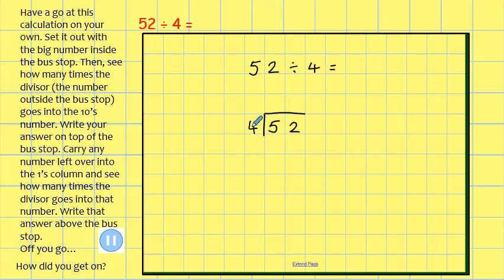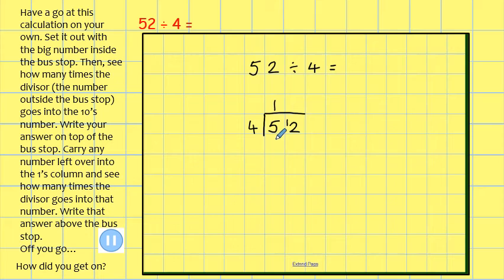How many times can I fit this number into this number? So I've got 5. How many times does 4 go into 5? It's just 5 it goes into. That's right, I've got 1 lot of 4 in 5 with 1 left over. You put your answer above the bus stop: 1 lot of 4 goes above that number in the bus stop, and then you carry the 1 that's left over into the ones column.